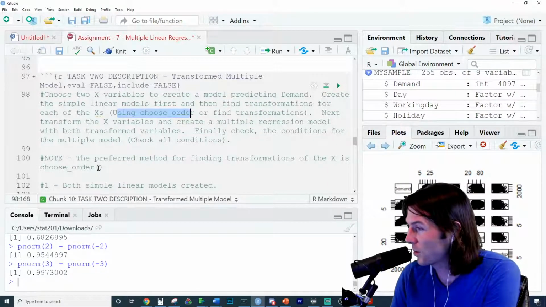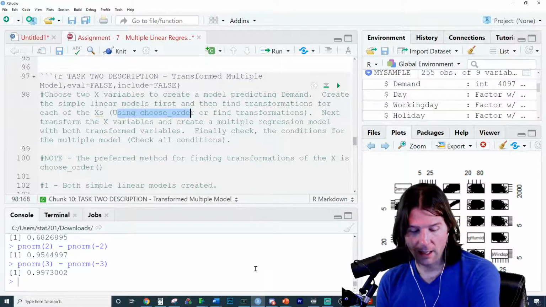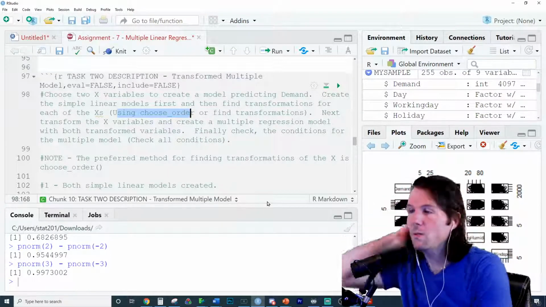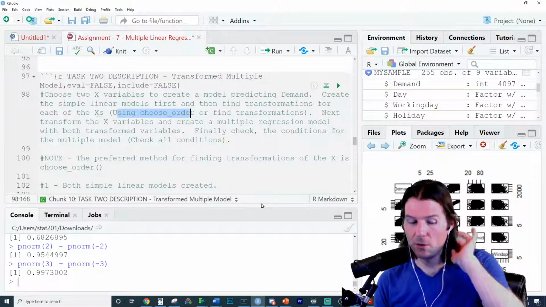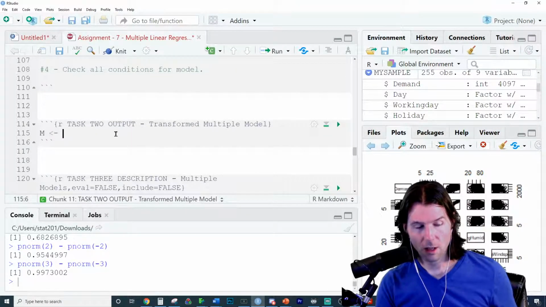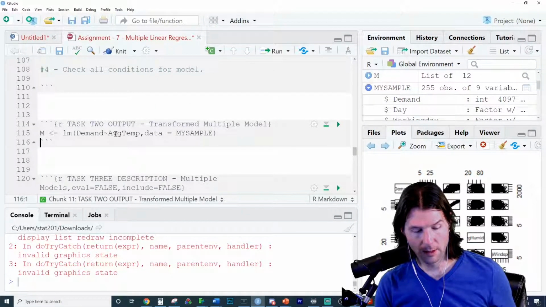Once we use choose order for the transformations, how do we determine which order to transform? Great question, and I think we should have it in the notes for this week. If not, I'll go through some examples of it. So let's make a model right here using one of the x's and talk about how to use choose order. We're going to go demand tilde avg temp, comma, data equals MOS sample.